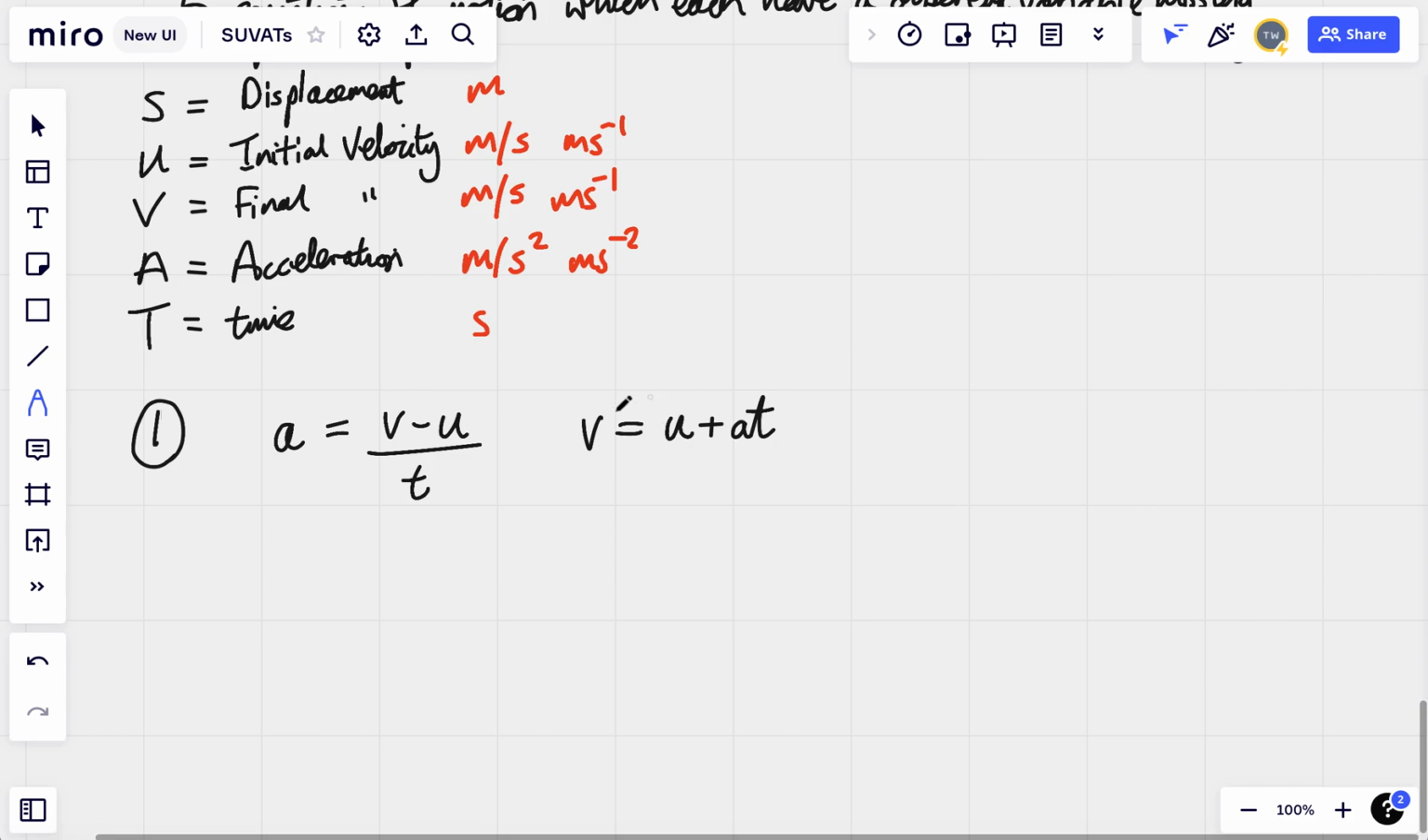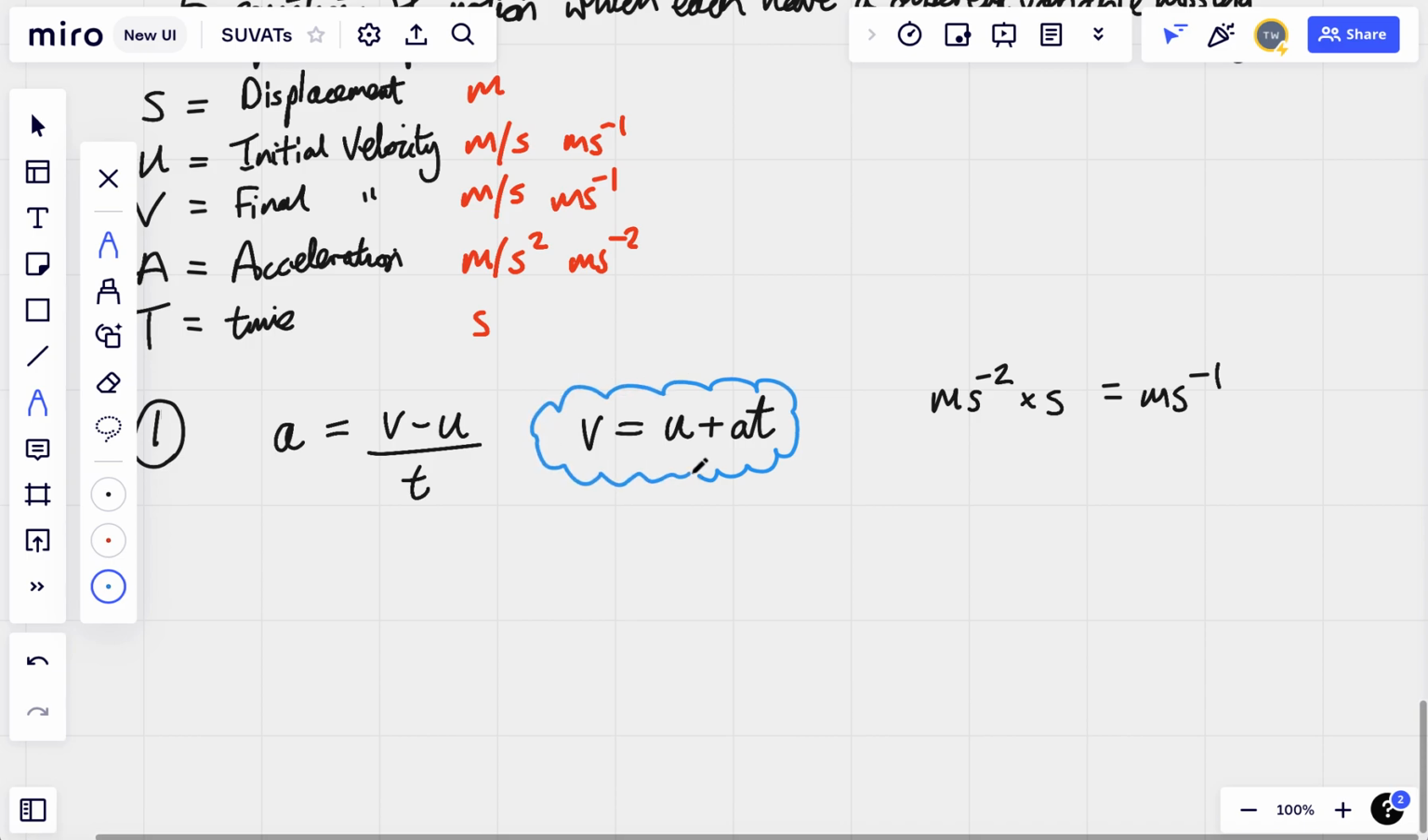And actually, it makes quite a lot of sense this way, because our final velocity is our initial velocity plus how much velocity I've gained. AT, if you think about it, is also a velocity. Acceleration times time, if you think about it as ms to the minus 2 times s, is going to give us ms to the minus 1. So AT is actually a velocity. So that's the first one. What I'll do is give it a little cloud to sit in. There we go. Not pretty. Right, number 2.